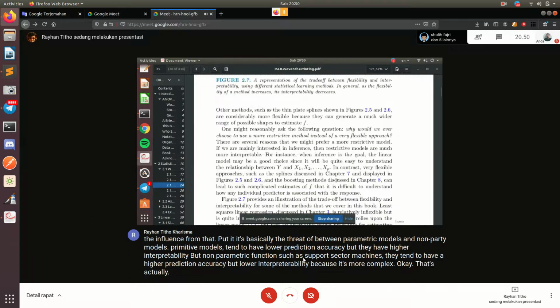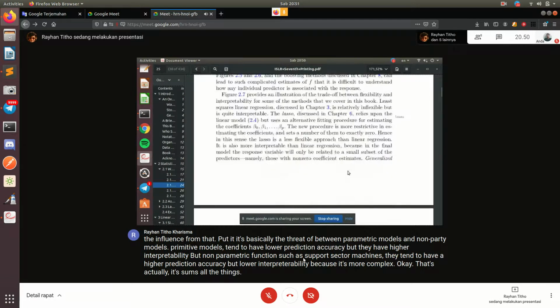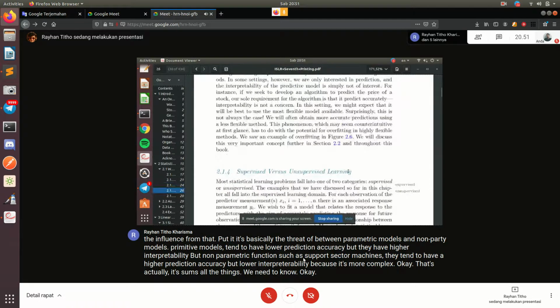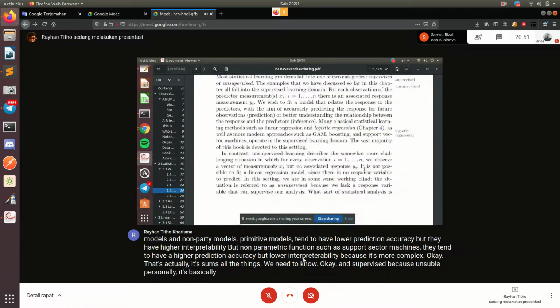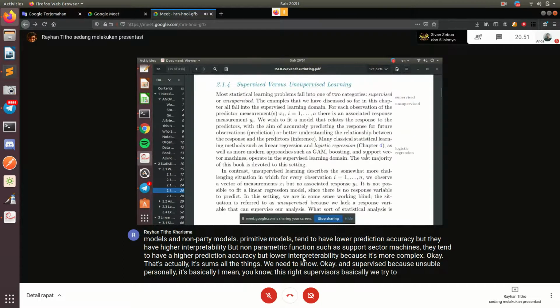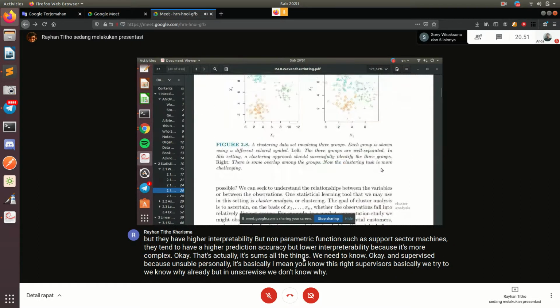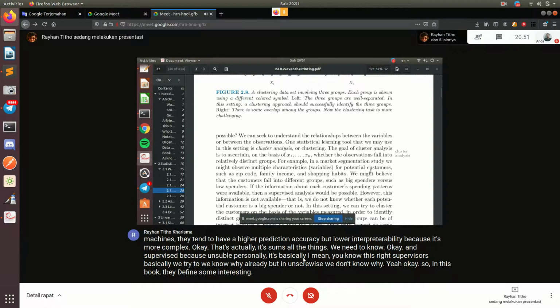Let's calculate. It sums all the things that we need to know. Then supervised versus unsupervised learning. It's basically, I mean, you know this, right? Supervised is basically we know the y already, but in unsupervised we don't know the y yet. Right? Okay. So in this book, they define some interesting case.